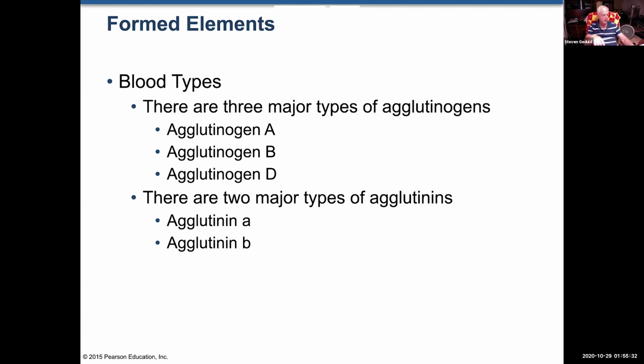Antigen D is your Rh. We'll get into that with different types of hemolytic anemia and stuff like that during pregnancies. So two major types of your surface antigens are antigen A and antigen B.